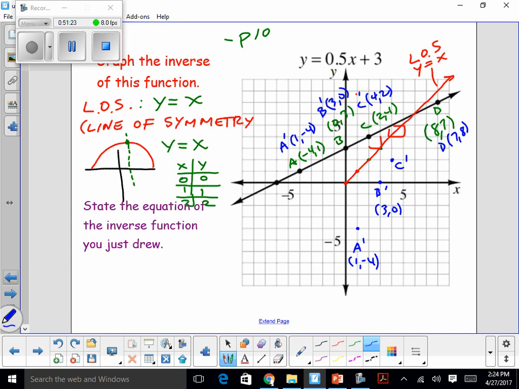All right, and D. Where's D? D is 8, 7. Start at 5, 6, 7, 8. Where's 5? I see 5 is here. 6, 7, 8. And again, on this one, I'm just going to put D prime on it.